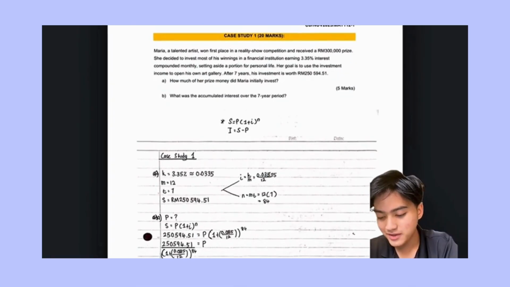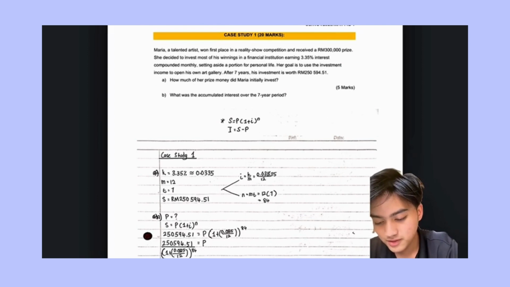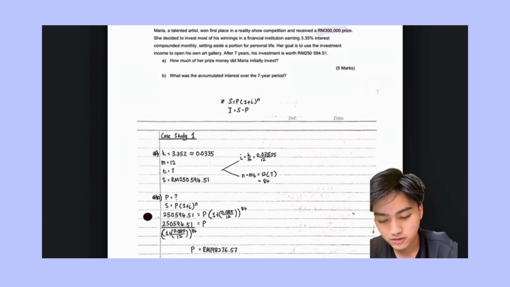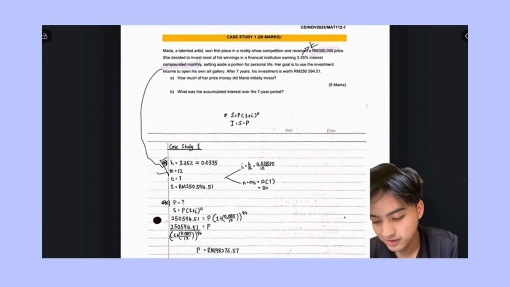Study 1. Maria, a talented artist, won first place in a reality show competition and received a 300,000 ringgit Malaysia prize. She decided to invest most of this money in a financial institution, earning 3.35% interest compounded monthly. So here we get the K and M. M equals 12.